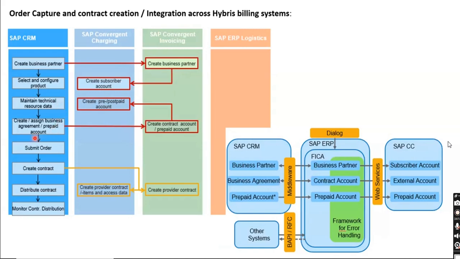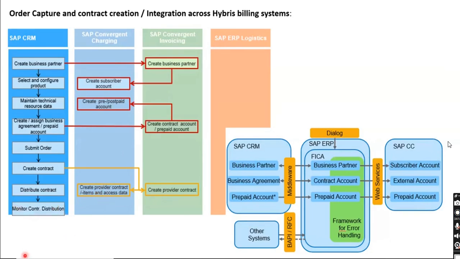Then they create an assigned business agreement or prepaid account. That is called a contract account. That contract account will directly flow to CI first, contract account or prepaid account. Then it goes to CC, where they call it prepaid account or postpaid account. Then the order is submitted and the contract is created. Once the contract is created, it is distributed. So the provided contract comes to CI, and it also flows into CC, the convergent charging system.